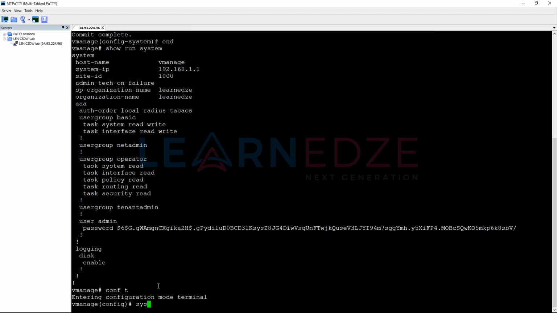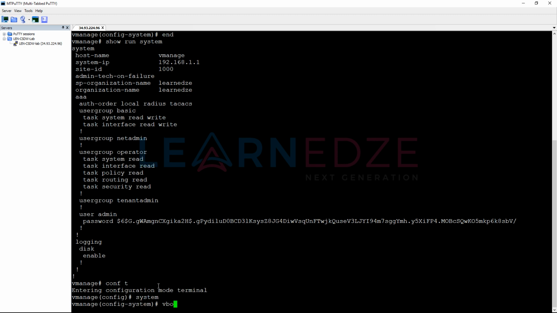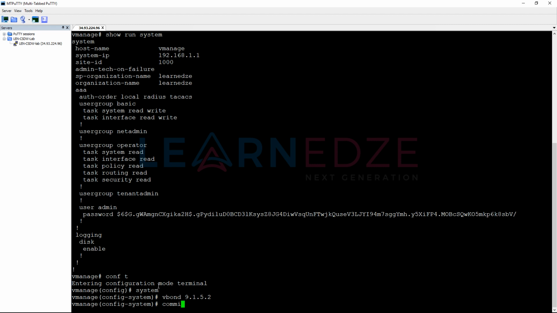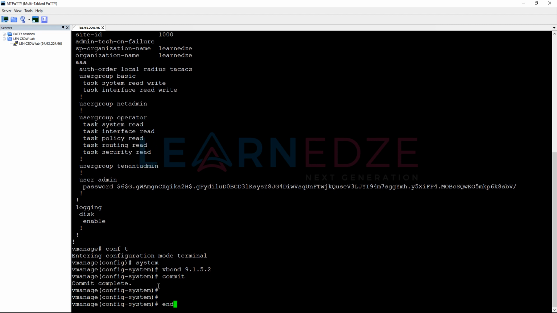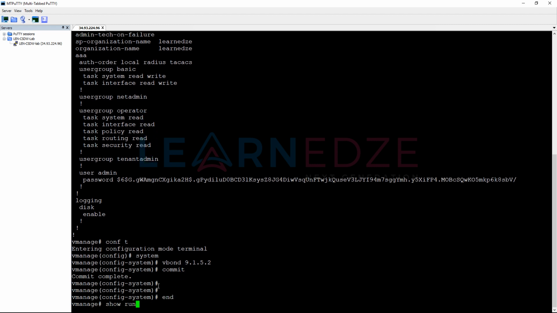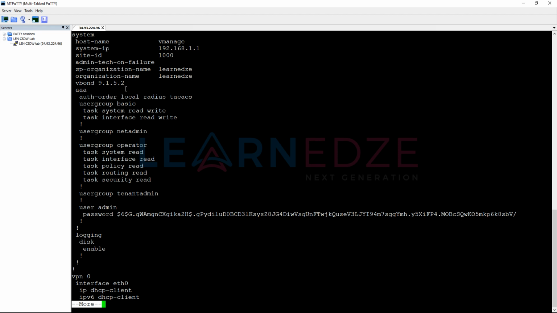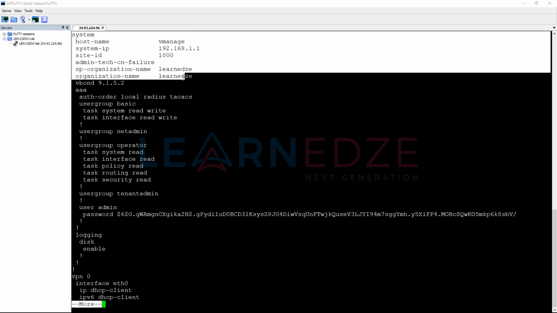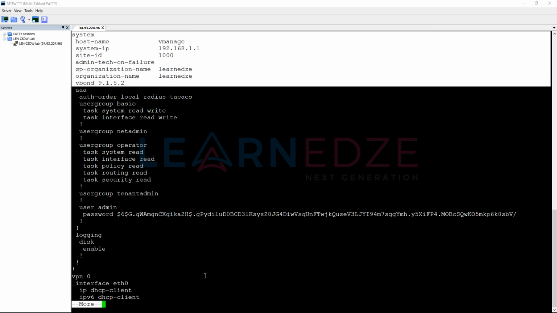So now let's go to the system and we need to configure vBond. What is our vBond? 9.1.5.2 and then commit. Okay, show run. You see now we have our vBond also configured. So this is the base configuration you can say for that particular system in order to join the complete SD-WAN fabric.